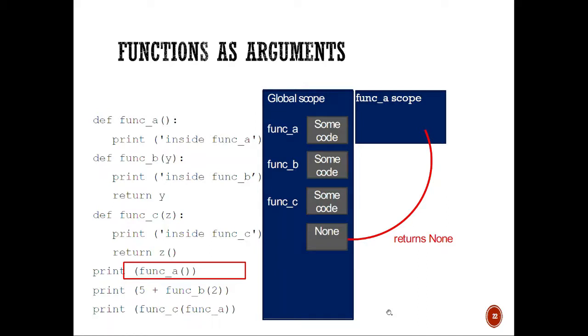So let's show this in terms of the scope. In the global scope, function A is a set of code, function B is another set of code, and function C is another set of code. Now, within the scope of A, because there is no return statement, this function returns a None when we print it out.